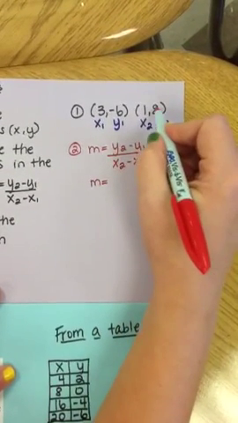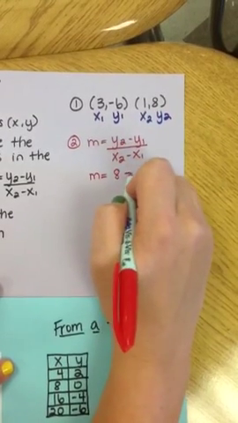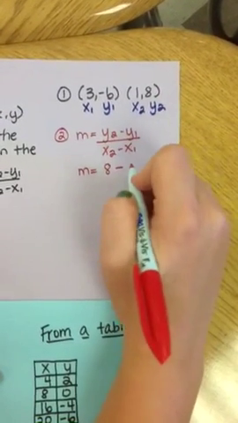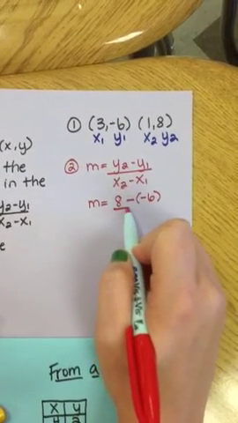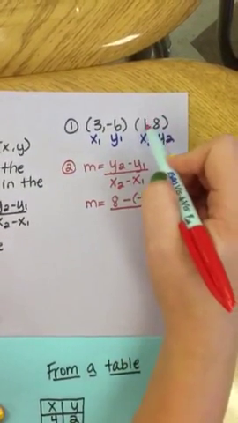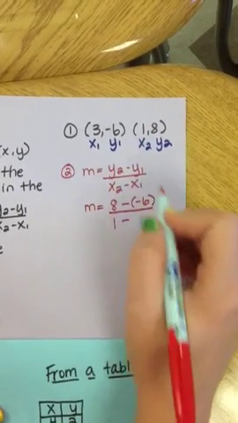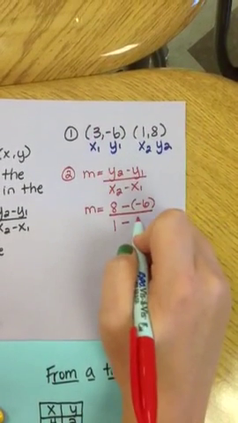So y2 up here we labeled was 8 minus y1, which is -6. So we're going to put it in parentheses because it's a negative number. Divided by x2 we labeled as 1 minus x1, which we labeled as 3.